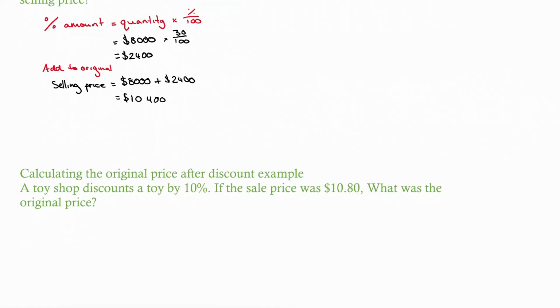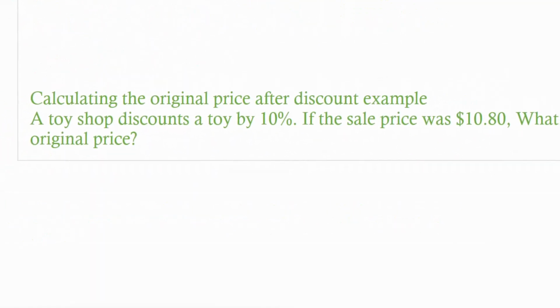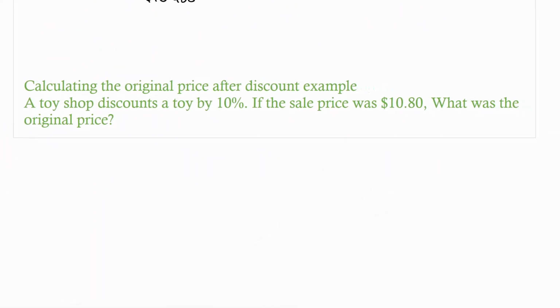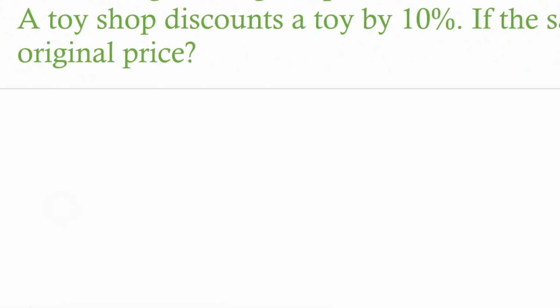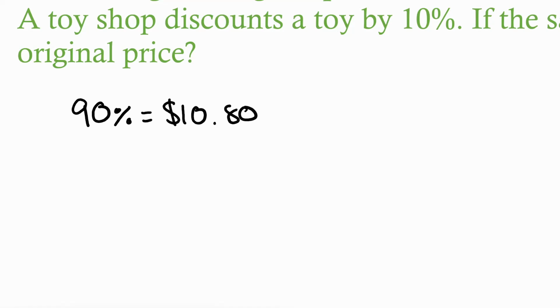Last example, calculating the original price after a discount. A toy shop discounts a toy by 10%. If the sale price, the new price, is now $10.80, we need to find the original cost. How I like to do this is what we call the unitary method. We write down some information we do know. It's been discounted by 10%, so we only have 90% left, and I know that 90% is $10.80.